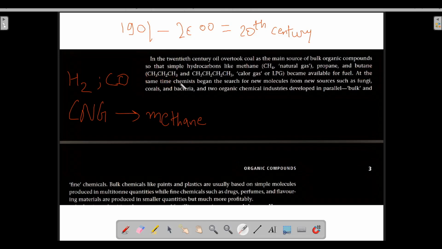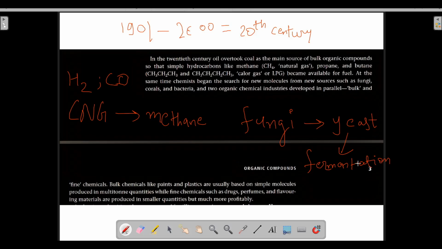At the same time, chemists' interest grew, and they began the search for new molecules from new sources such as fungi. One example of fungi is yeast. Yeast is responsible for the fermentation process, and with the help of fermentation we obtain ethanol.